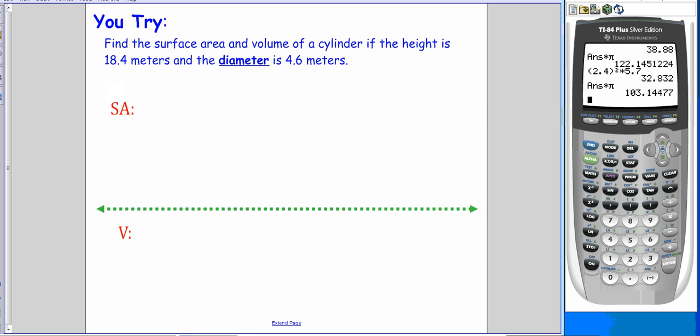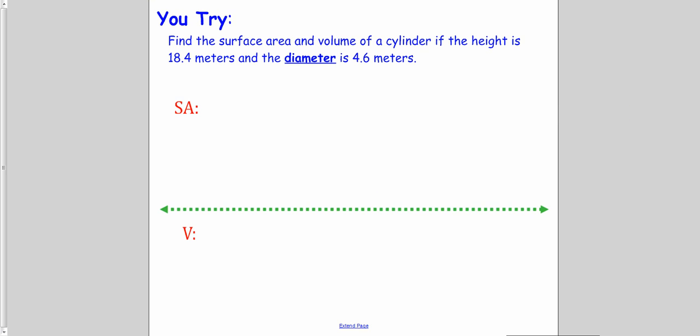This is your U-try. So this is the one that I want you to do. I'm going to talk about it first in the very beginning. Find the surface area and volume of a cylinder if the height is 18.4 meters and the diameter is 4.6 meters. This is sort of key right here. I do not need the diameter when I'm finding the volume or surface area of a cylinder. I need the radius. So the radius is going to be 4.6 divided by 2, which means my radius for this one is 2.3 meters.